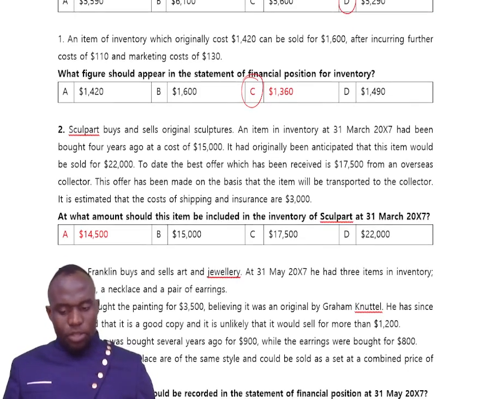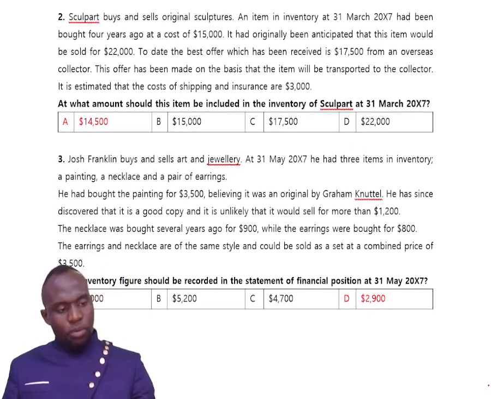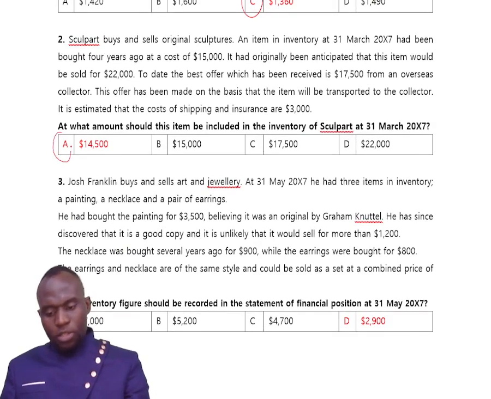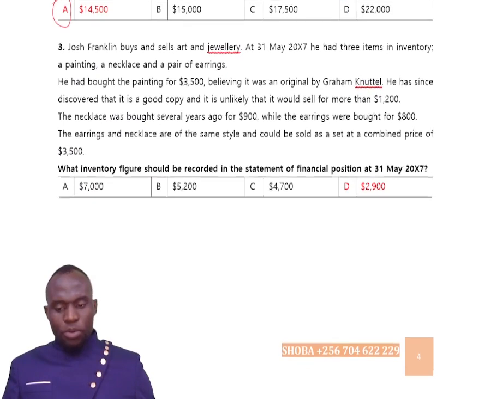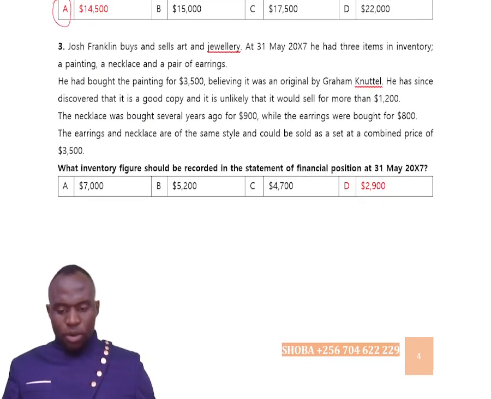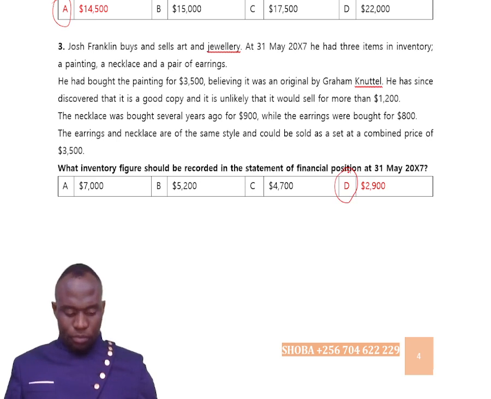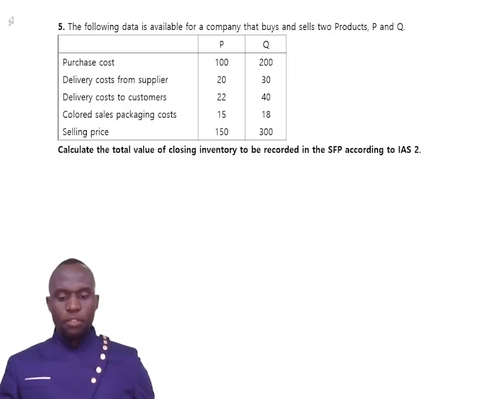Pause and try this one labeled number 2, and the answer is A. And finally, you're going to pause and try this one labeled number 3, and the answer is D. I'm doing number 5 for you.